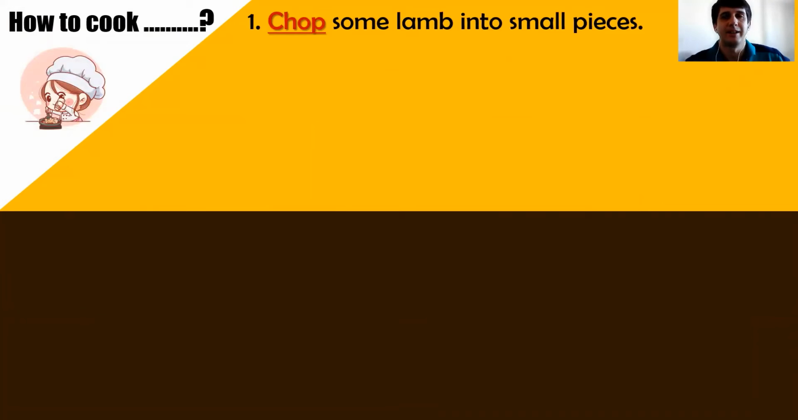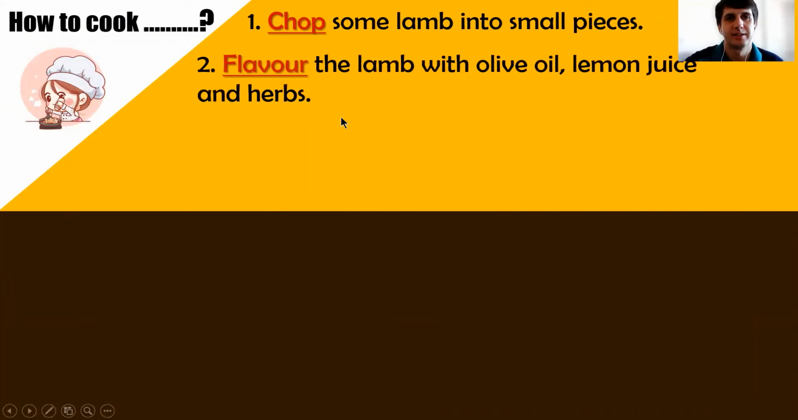Chop some lamb into small pieces. Lamb is like sheep. Okay. So using a sharp knife to chop the meat into small pieces. Flavor the lamb with olive oil, lemon juice, and herbs. So flavor means to make the lamb taste even better. So you can take some olive oil, some lemon juice, some herbs, chop the herbs, put them together in a bowl, mix together, and then we can put that mix on the lamb to make it taste better.